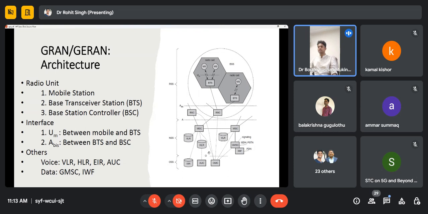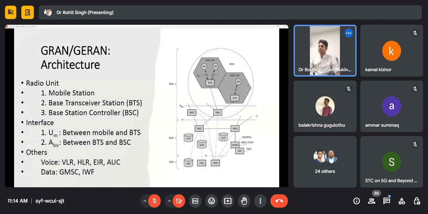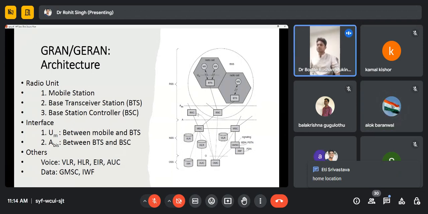So what are the operations of HLR? HLR stands for... anyone? Okay. HLR stands for home location register, which carries all the entries of users lying within the intended or authenticated registered cellular regions only.